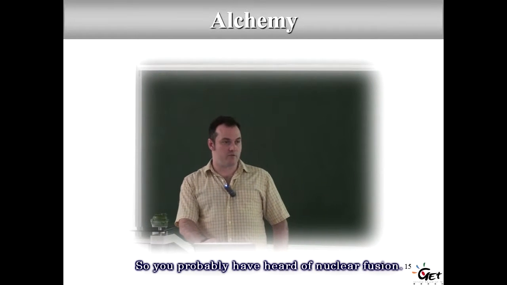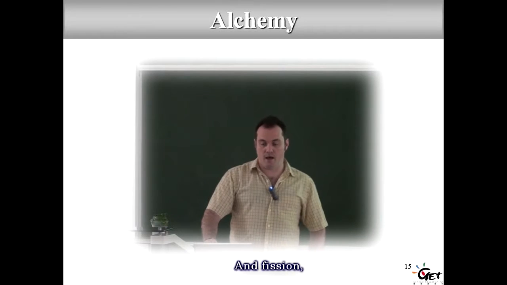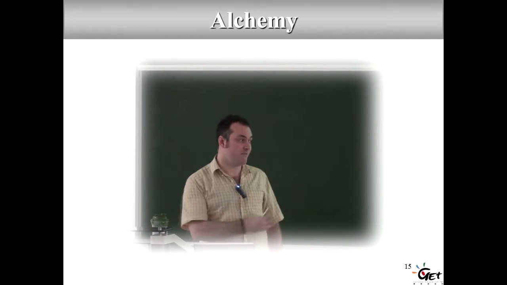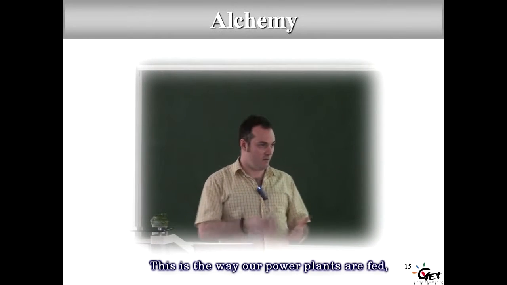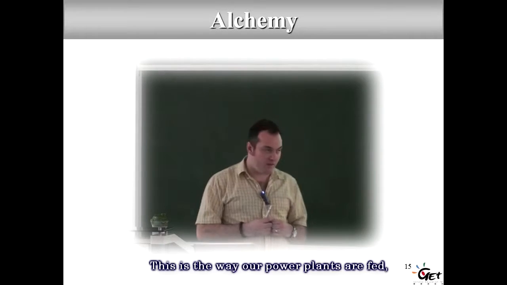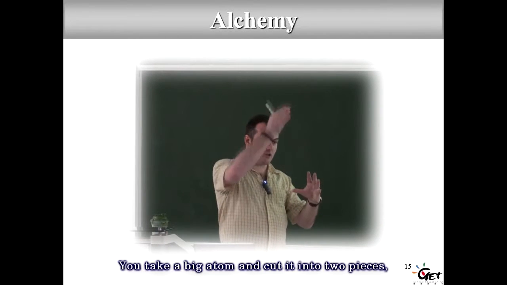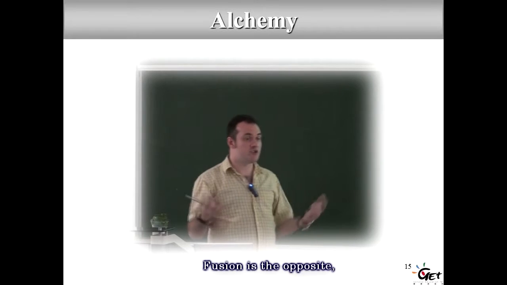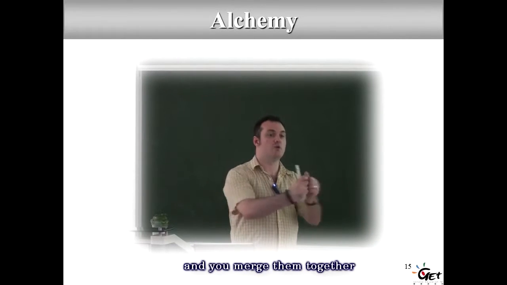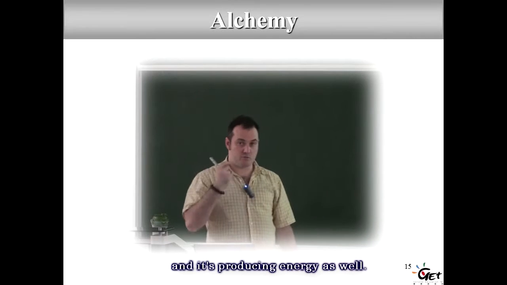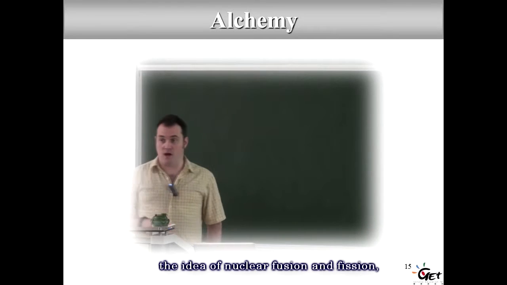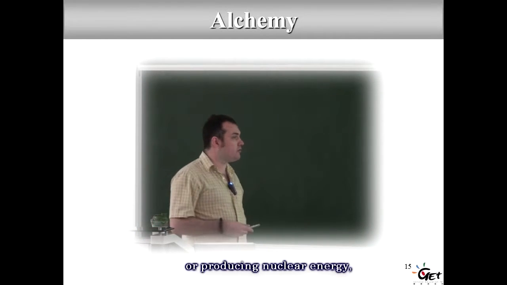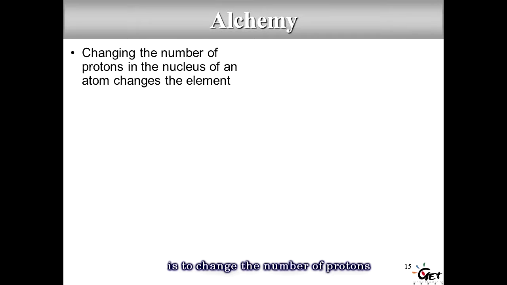So you have probably heard about nuclear fusion and fission. Fission, you heard about it. Pretty bad news last year. This is the way our power plants are currently fed. You take a big atom and you cut it into two pieces and it emits energy. Fusion is the opposite. You take two small things and you merge them together to make a bigger one, and it produces energy as well. So the idea of nuclear fusion and fission, or producing nuclear energy, is to change the number of protons in the nucleus of an atom.